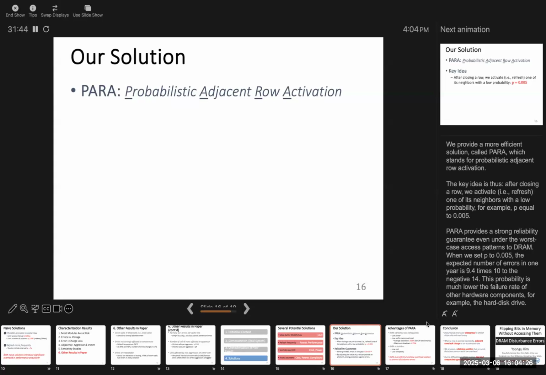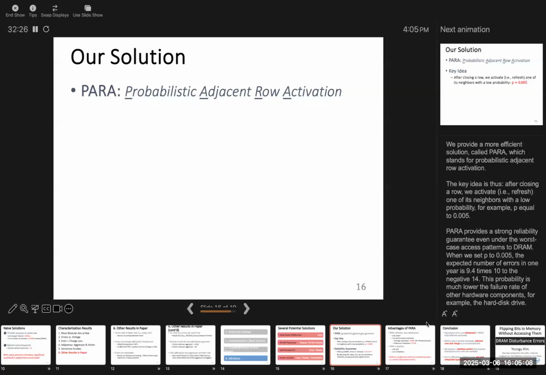So you have this aggressor row, and let's say this is your victim row on one side and the victim row on the other side. Let's say victim row 1 and 2, right? So whenever you close it, you toss a biased coin which has a tail probability of, let's say, 0.05. If it turns out to be tail, then you refresh one of those neighboring rows, let's not say victim. You can select randomly, with 50% probability row 1 and 50% probability row 2, okay?